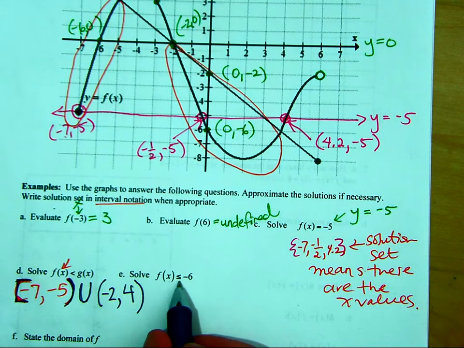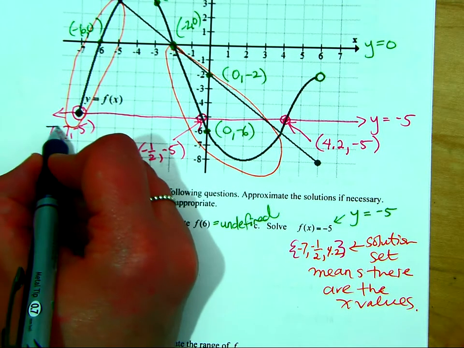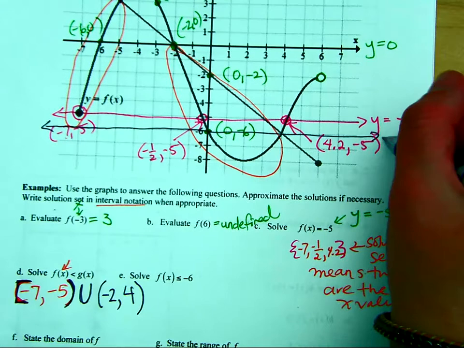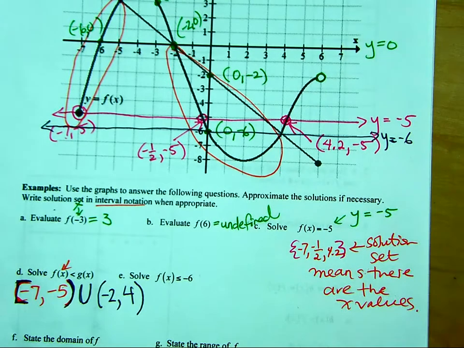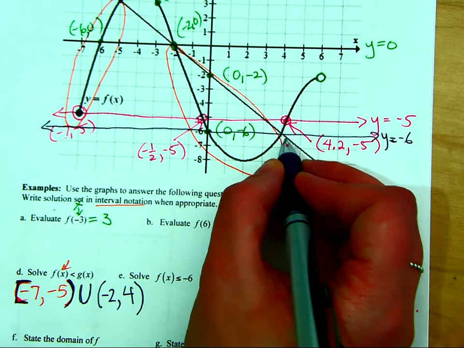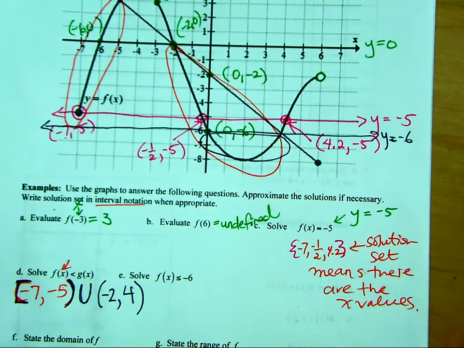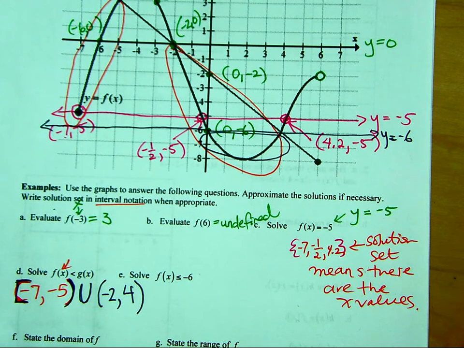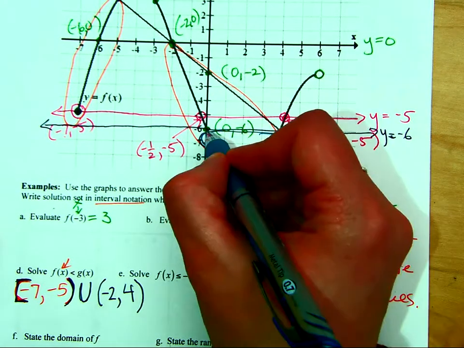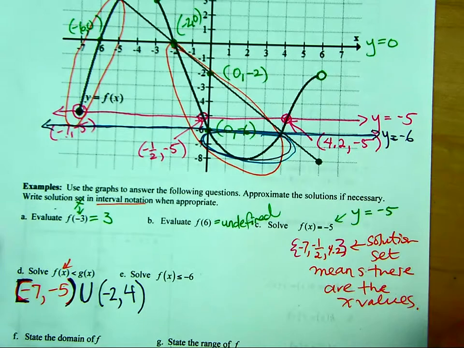F of x is less than or equal to -6. So I could do the same thing. This line right here is y equals -6, right? So I want to know, when is my function f, that's this curvy line, when is it below negative 6? And that's this whole area is less than or equal to negative 6. Can anyone tell me that interval? It's getting kind of messy on the screen, huh? But it's just basically this whole area is where my function dips down below the line y equals negative 6.